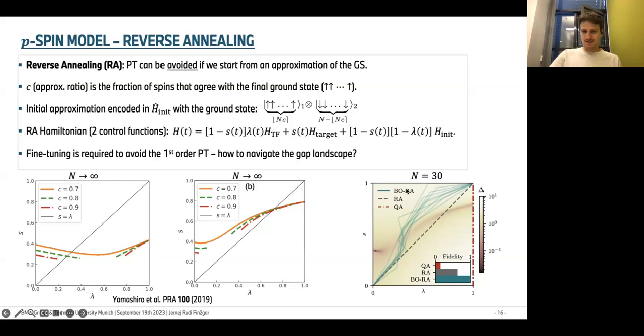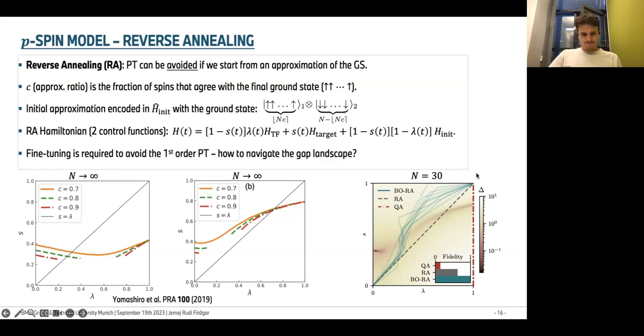And what is nice is that these Bayesian optimized paths kind of find this opening in the first order phase transition, or the region where the first order phase transition happens in the thermodynamic limit. And this is then manifested in higher fidelities, both compared to quantum annealing, which of course also suffers from this first order phase transition, as well as compared to non-optimized reverse annealing.